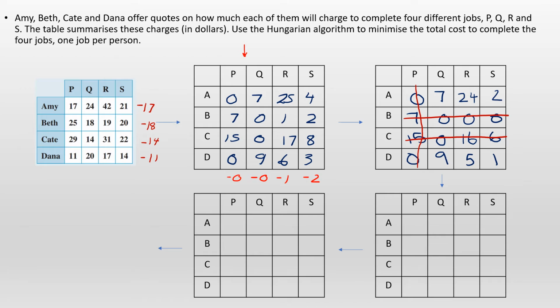Sorry, my mouse has just gone a bit funny. So that's my smallest uncovered number. So now what I need to do is to just add that to every single covered number except for 15 and 7. I'm going to add it twice because there is an intersection there.